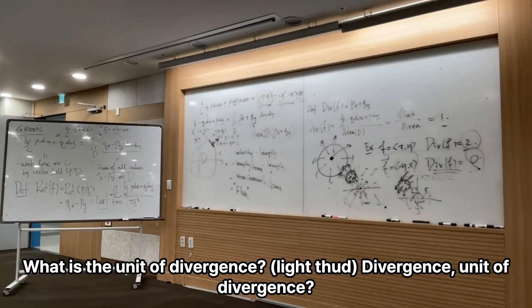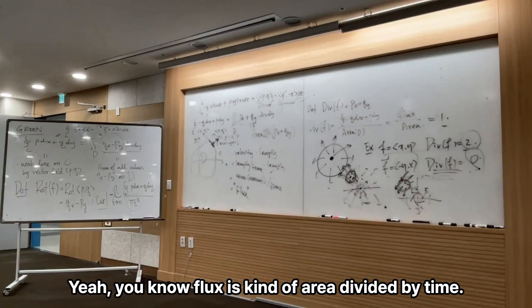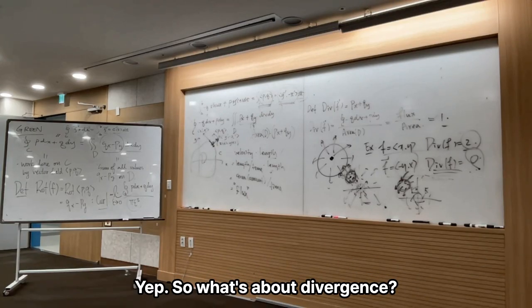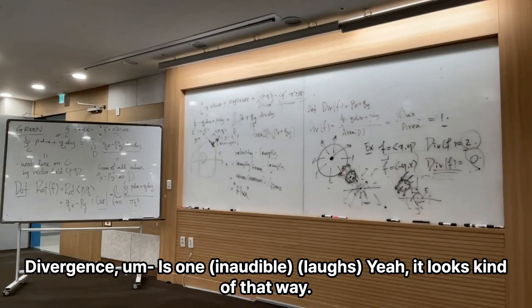What is the unit of divergence? Divergence, unit of divergence? We say flux is kind of area divided by time. So what about divergence? 1 divided by time? Yeah, it looks kind of that way.